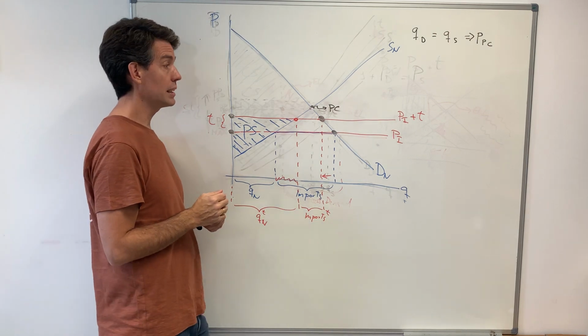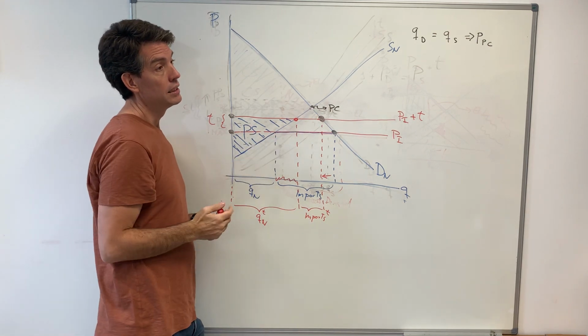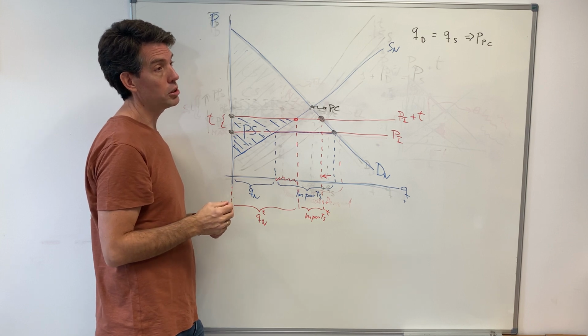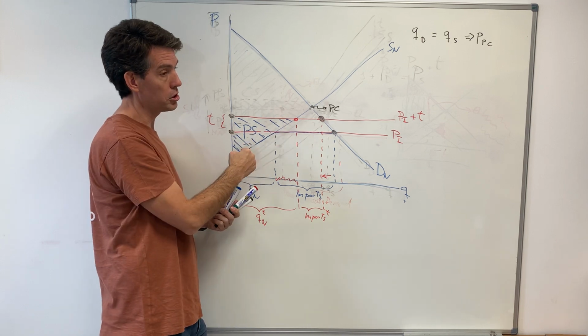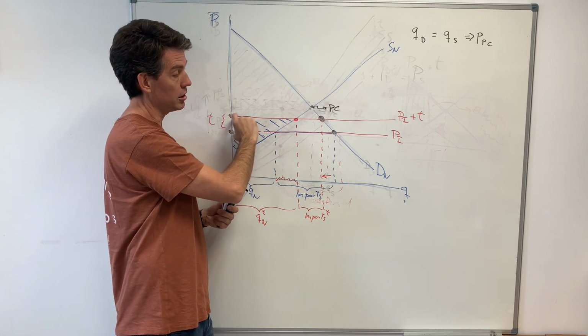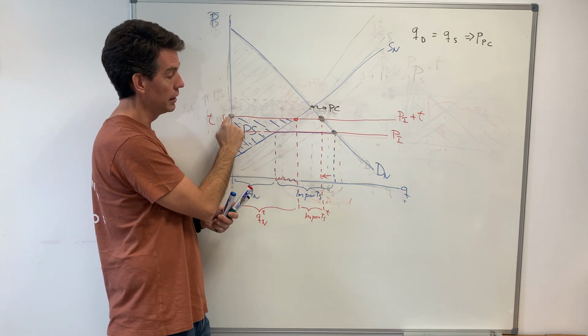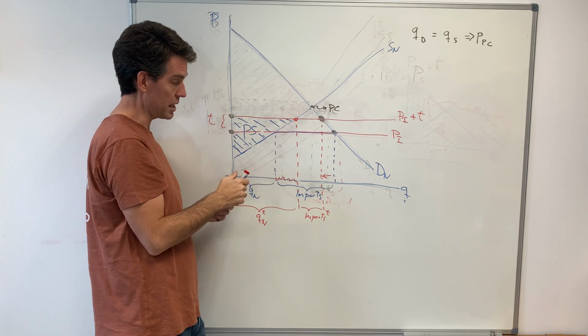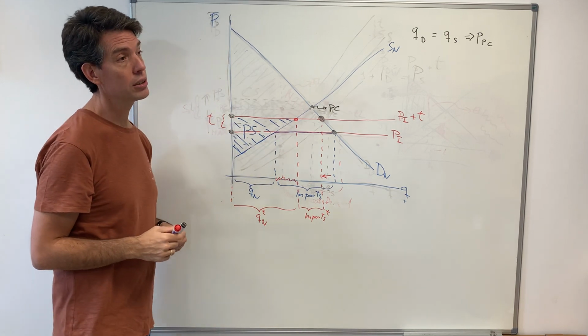So import taxes actually decrease the consumer surplus, but they increase the producer surplus. We are transferring some welfare from consumers to producers. The decrease in consumer surplus is all this trapezoid, the increase in producer surplus is this much. Now, is this the only effect of the import tax?